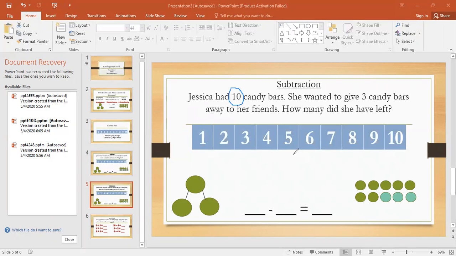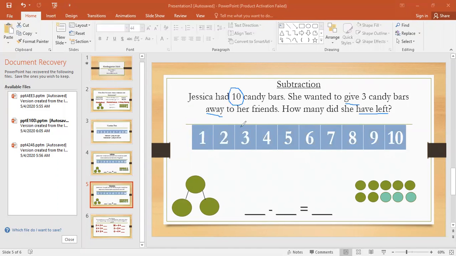Okay, what other words in this tell you that this is a subtraction problem? Good. How many did she have left? We want to know in subtraction how many are left. So it says here, how many did she have left? That tells me that this is a subtraction problem. Okay, I can also tell that this is a subtraction problem from give away. Remember, subtraction is always taking away.